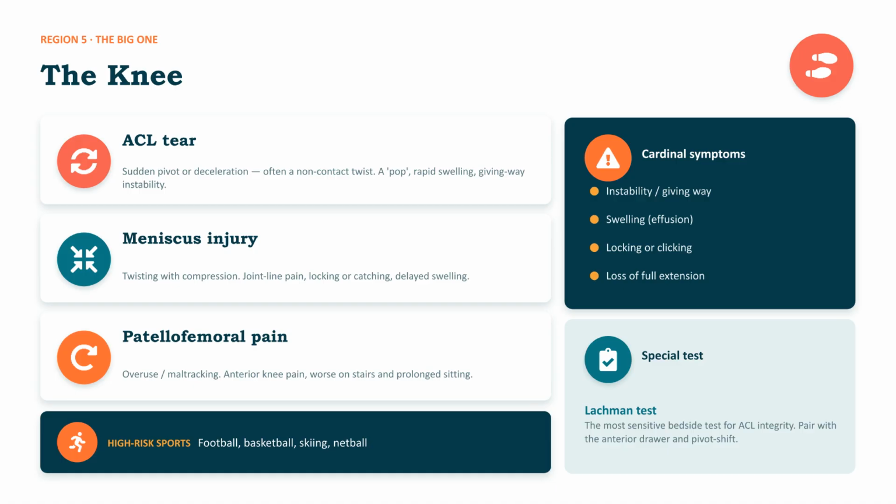Third, patellofemoral pain. This is overuse or maltracking. Patients feel anterior knee pain worse on stairs and prolonged sitting. Cardinal symptoms to ask about: instability or giving way, swelling, locking or clicking, and loss of full extension. And the most sensitive bedside test for ACL integrity? The Lachman test. Always do it and compare to the other side. High-risk sports include football, basketball, skiing, and netball.